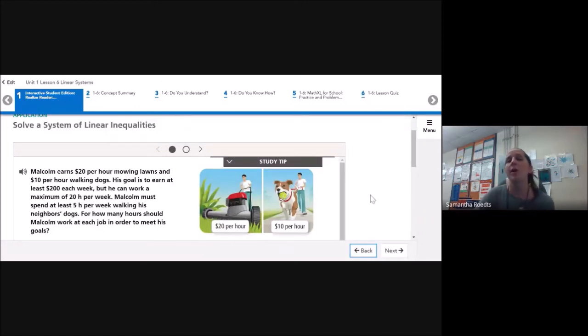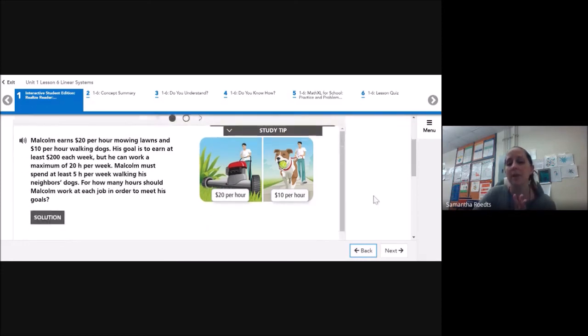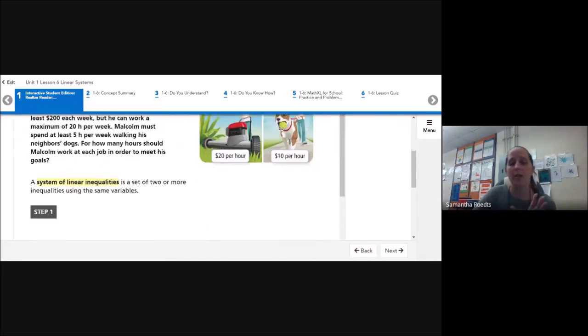Okay. So what they've given us is a lot of information that we need to figure out what we want to do with. And we're going to create a system of inequalities in order to help us solve this problem. A system of linear inequalities is very much like a system of linear equations. So it's 2 or more inequalities using the same exact variables.